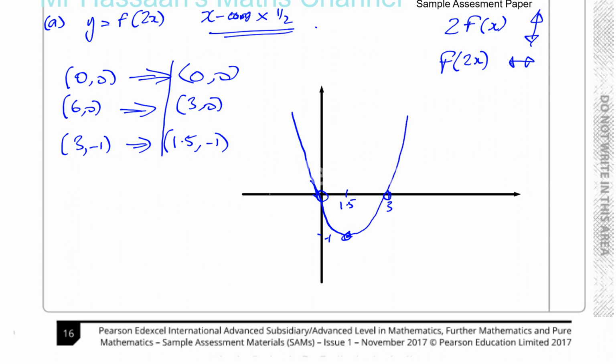Try to make the shape as neat and as realistic as you can. It's just a sketch, but sometimes examiners are a bit picky or fussy about how it looks, so try and do your best. I'm just going to do it again to make sure that it's proper. Sorry about that. It's not very easy with the tool that I have here. I'll try my best. So it goes through this point, and that point, and that point. It looks like a quadratic.